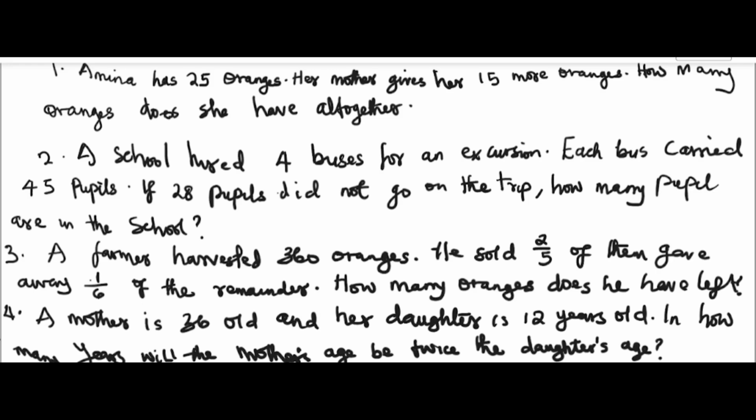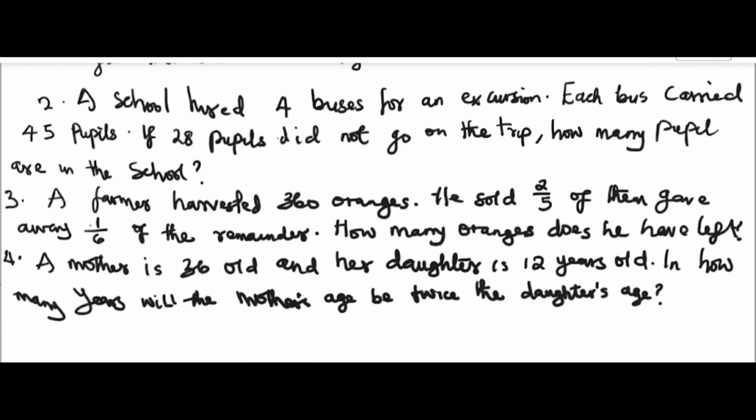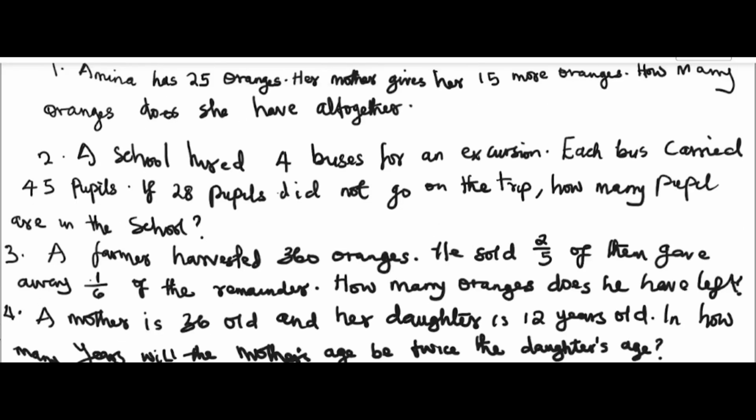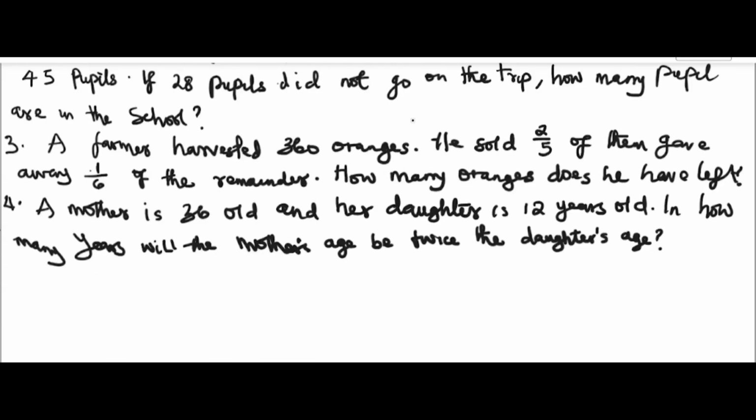Now, the first question says that Amina has 25 oranges. Her mother gives her 15 more oranges. How many oranges does she have altogether? So, did you hear that keyword altogether? Remember what I said about that word altogether. So, when you hear altogether, I've read the question carefully. Now, what is the information in the data? So, let's take it step by step how you should do it.